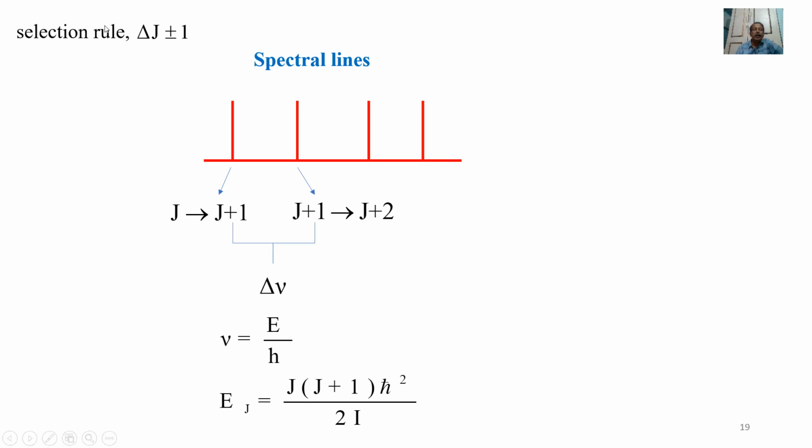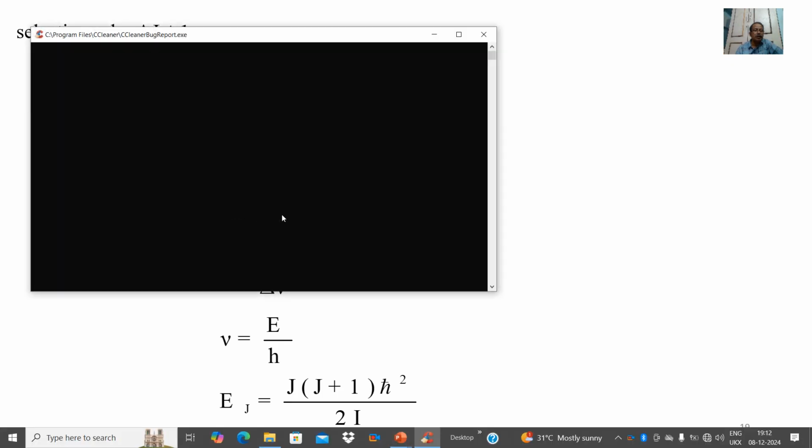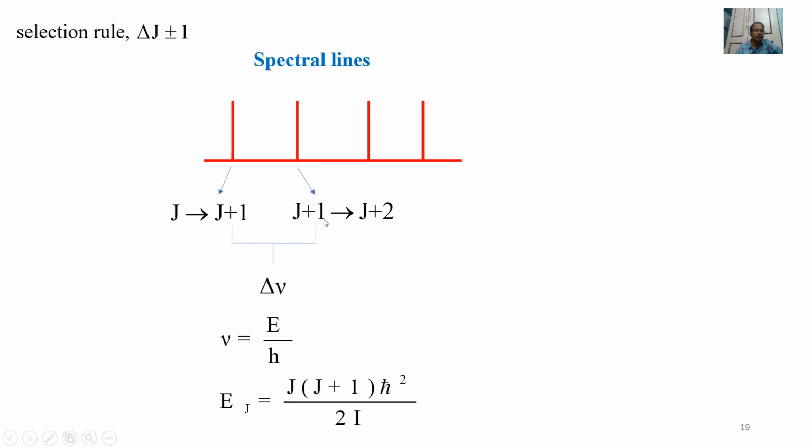And the spectral lines which you are going to obtain in the spectra are as shown. This can be experimentally observed. The first line says that the transition takes place from J to J plus 1. And this line goes from J plus 1 to J plus 2. The difference between these two will give us delta nu. So nu equals E by h. So E_J equals J into J plus 1 h bar squared divided by 2I.